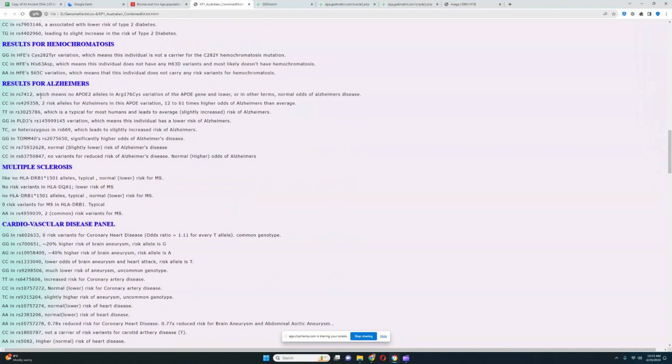For Alzheimer's, it looks like he does not have any risk variants for Alzheimer's in this ARG 176 cis variation, but he does have two risk variants for Alzheimer's in this APOE variation. This is by far the biggest contributor to his high score for Alzheimer's. As you can see, this kind of genotype leads to 12 to 61 times higher risk of Alzheimer's than average. It's a really crazy risk for Alzheimer's that you get from this genotype.